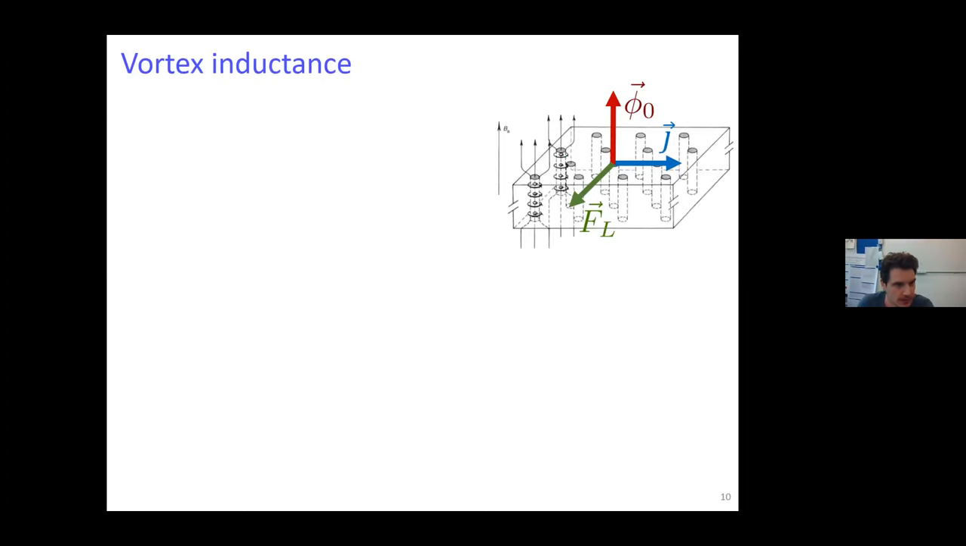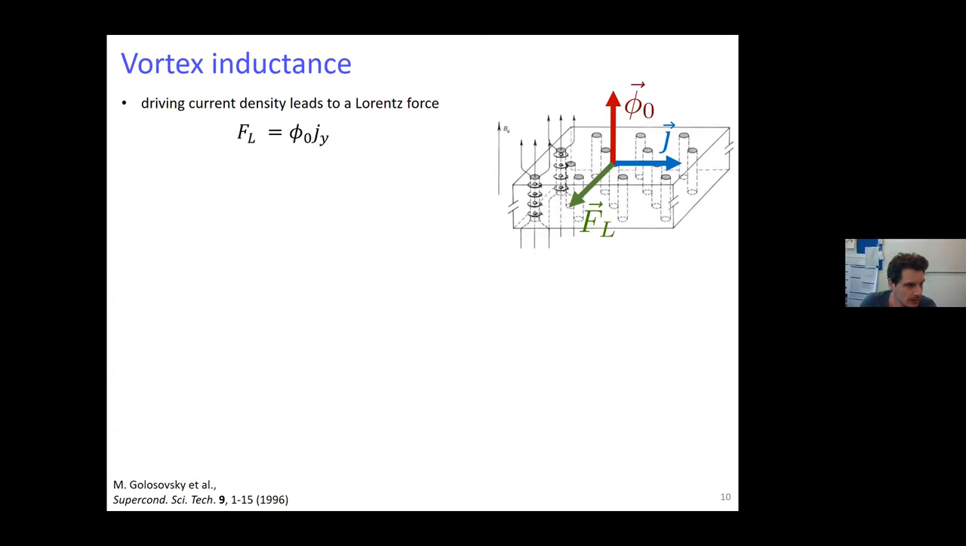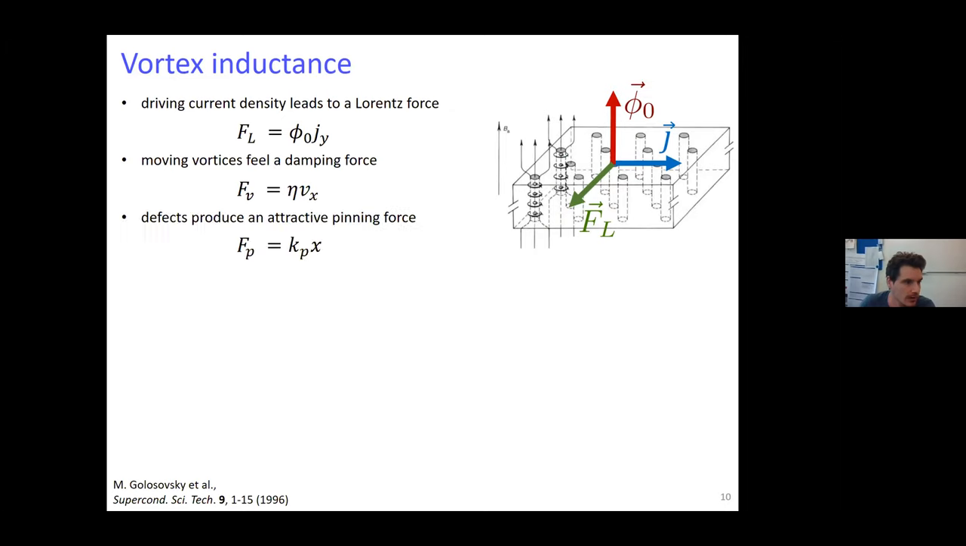And this is due to the vortices. In type 2 superconductors, perpendicular fields can penetrate the sample through flux lines, which are generally known as vortices. And if we apply a supercurrent to such a vortex lattice, together with the magnetic moment of the vortex, this produces a Lorentz force perpendicular to the current. This Lorentz force then accelerates the vortex. As a vortex has a normal core, this produces a damping force. And as we don't have perfect samples, defects can produce pinning centers that then produce a restoring attractive pinning force.